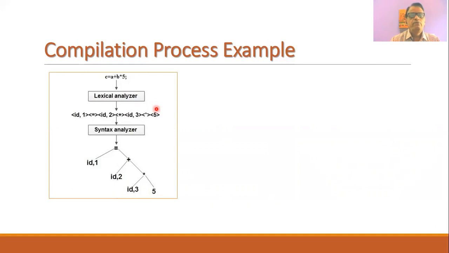This sequence of tokens will be further connected to the syntax analyzer, and if the syntax is correct, then the syntax analyzer will impart a syntax tree structure to this sequence of tokens. Therefore, at the output of the syntax analyzer, we will have a tree type structure as shown in this diagram. Here we have an assignment operator, of which one argument is identifier 1. The second argument is plus, of which one operand is identifier 2, and another is the star, of which one operand is id 3 and the second operand is 5.